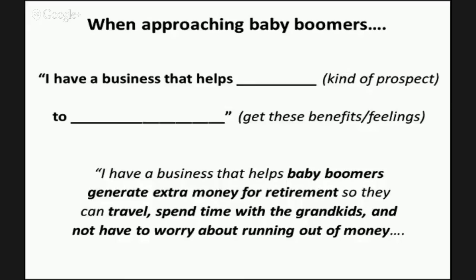So again, same formula, exactly the same formula. We're just plugging in different words here, and we're using the words that we know are important to them. We're stressing the benefits that we know will make sense to this kind of prospect. I have a business that helps baby boomers generate extra income for retirement. That's important to them. So they can travel, they can spend time with their grandkids and not have to worry about running out of money.